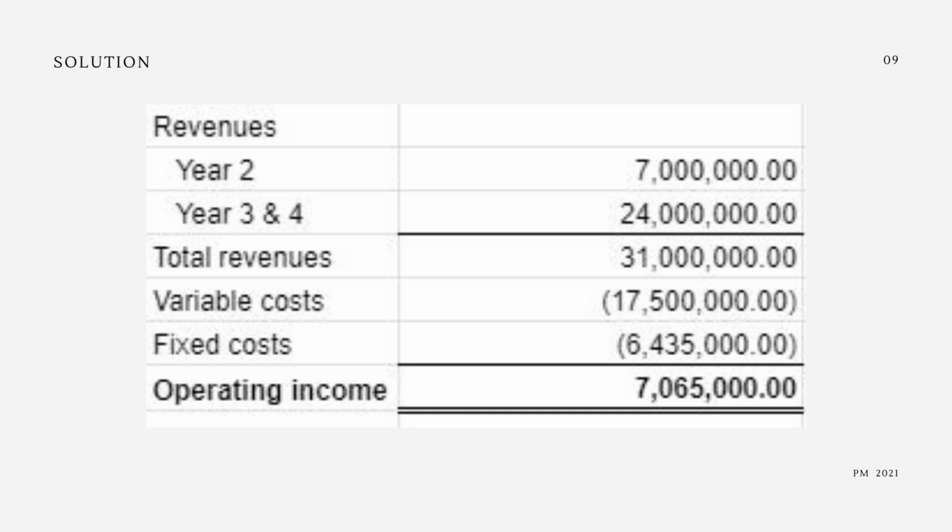Shown here is the computation for this option, wherein we considered the revenues gained throughout the years or the product's life cycle. Considering the difference in its selling price and units sold, we have come up with $7 million gain in year 2 and $12 million for each of years 3 and 4. With a total of $31 million, we deduct both variable and fixed costs of $17,500,000 and $6,435,000 respectively. Now for this option, we have a total of $7,065,000 of operating income, which is bigger than option A by $1 million.